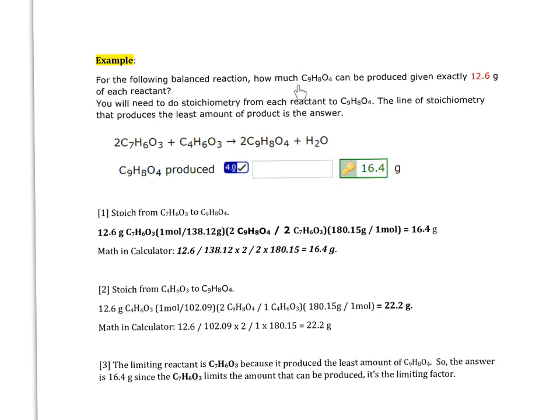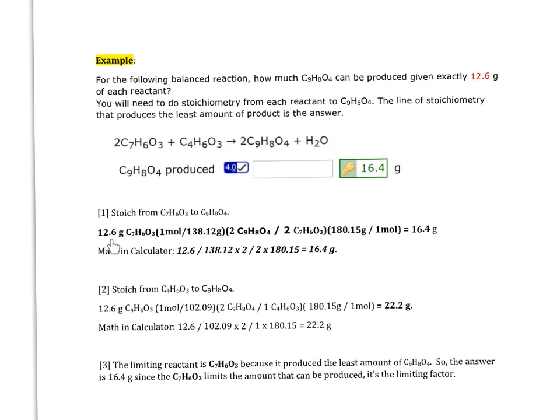How much C9H8O4 can be produced given exactly 12.6 grams of each reactant? So we'll have 12.6 of this one and 12.6 of that one. We'll have to determine the limiting reactant to find out how much of this one is produced. Too bad we're not finding water. It would be so much easier.